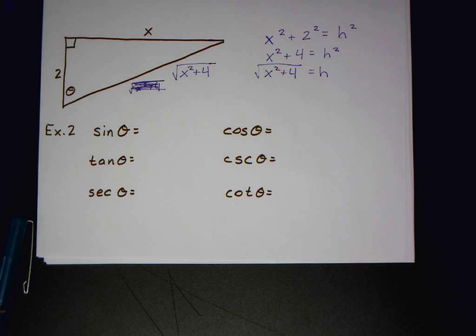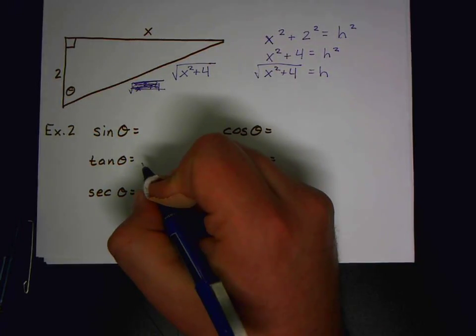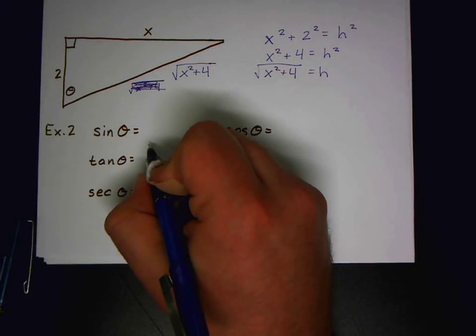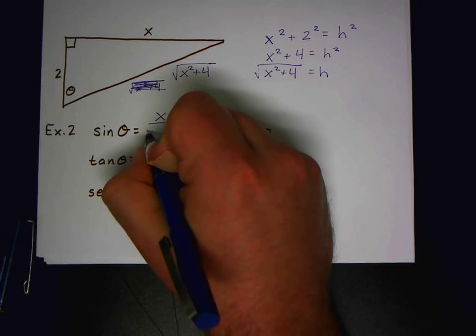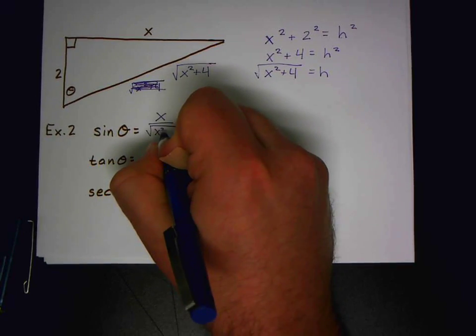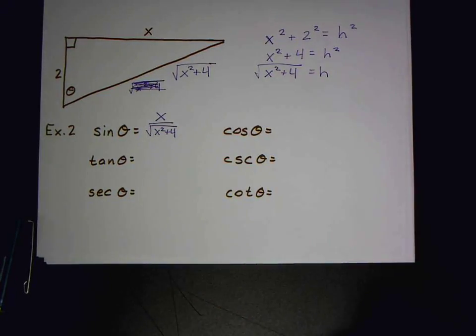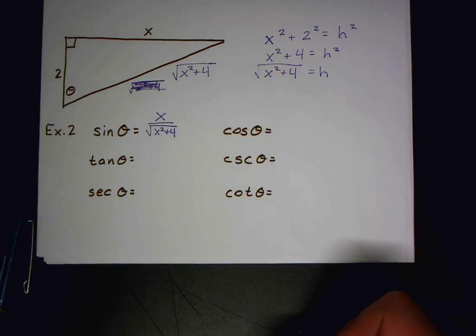Now, if you have stuff like this, I am not going to force you to simplify your square roots with this because that will end up being a mess. The only time I'm asking you to simplify your square roots is if you have numbers. So, what would sine be? X over. Okay, what would cosine be?